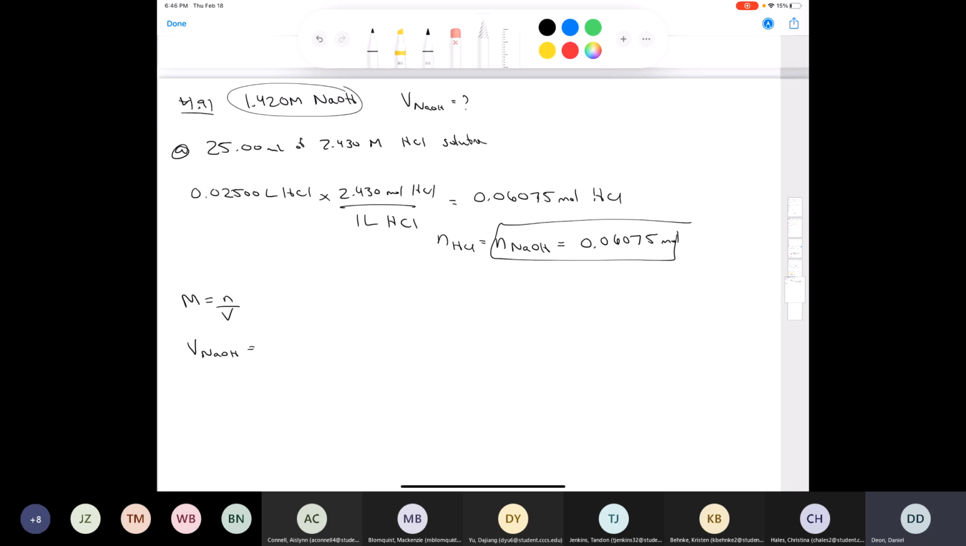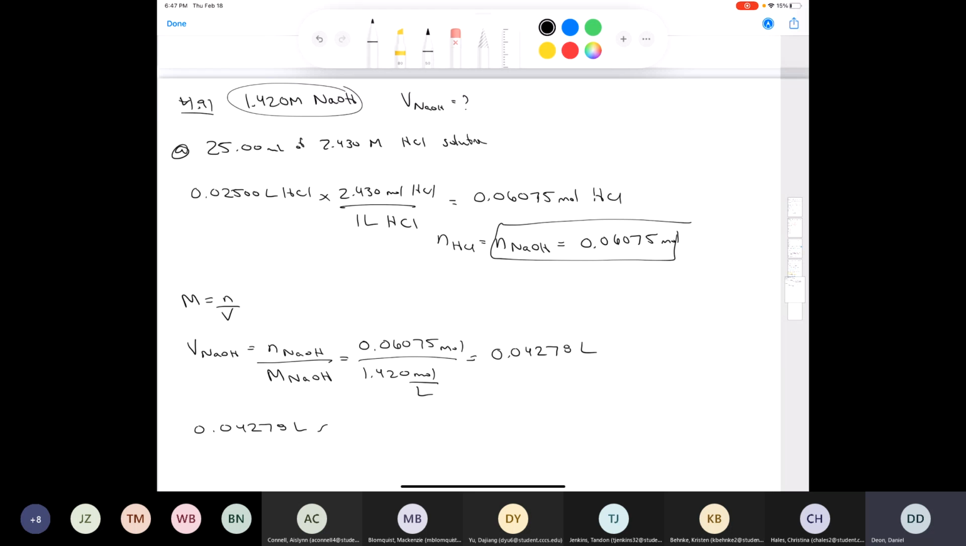So we have our volume is equal to the number of moles of sodium hydroxide, sorry about that, divided by our concentration of our sodium hydroxide. That looks a little better, doesn't it? So we have the number of moles, which is 0.06075 moles divided by our concentration, which is 1.420 moles per liter. So we take this, divide by 1.420, and we end up with 0.04278 liters.